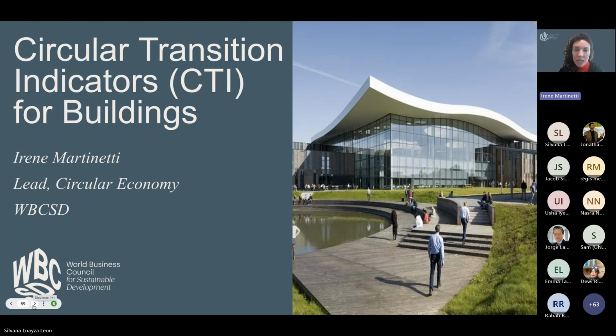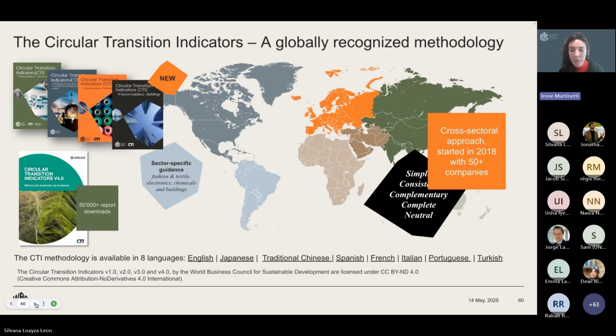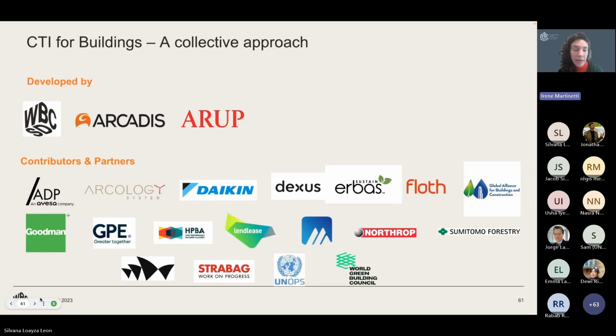In the next slide, you see this is based on work that we've been carrying on at WBCSD for 6 years now to develop a standardized approach to circular performance measurement for business. And CTI for Buildings is the fourth sectoral guide that we published recently, just Tuesday. We've been working on the project for about 2 years, in collaboration with Arcadis and Arup in the lead, but also with many stakeholders, and also benefiting from the platform of the Circular Built Environment, which has allowed us to go through very extensive consultations.